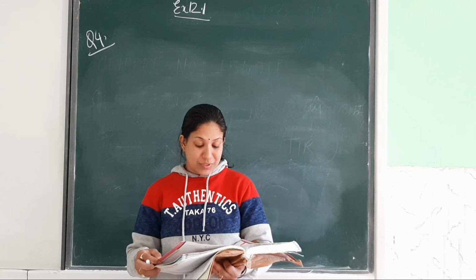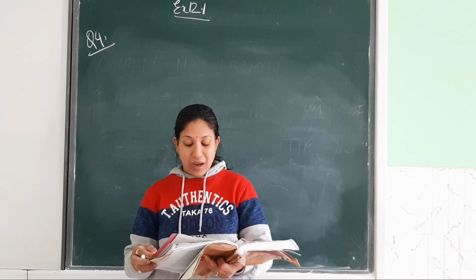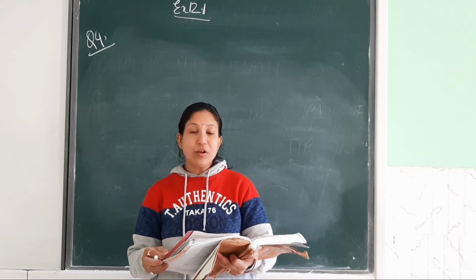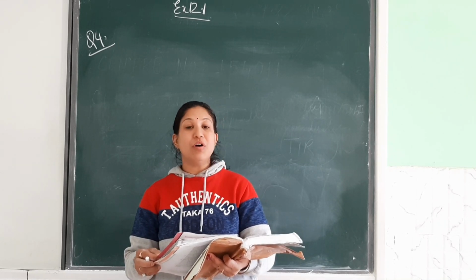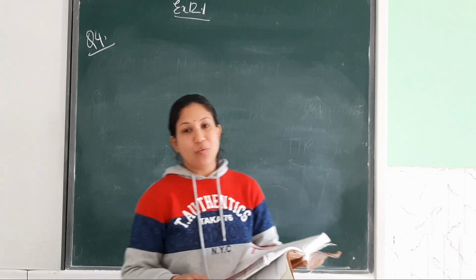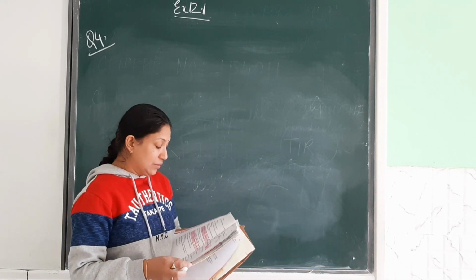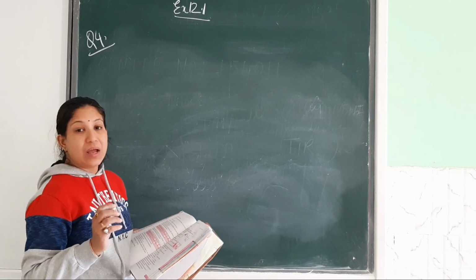The fourth question is: distances travelled by Hamid and Akhtar in an hour are 9 kilometers and 12 kilometers. Find the ratio of speed of Hamid to speed of Akhtar. What are they giving? They are given that there are two persons, Hamid and Akhtar.